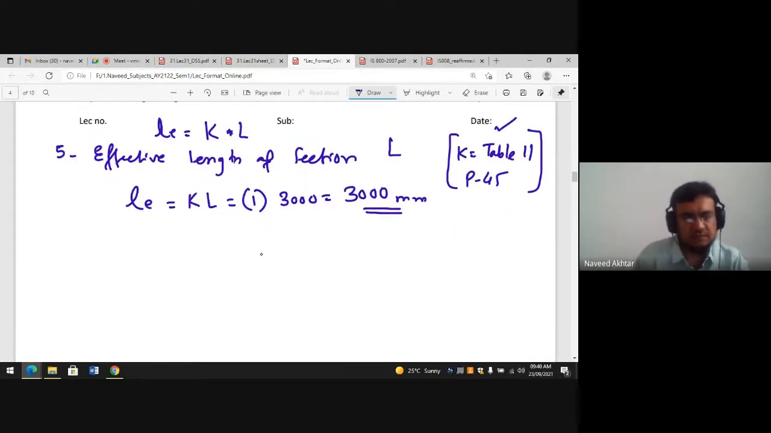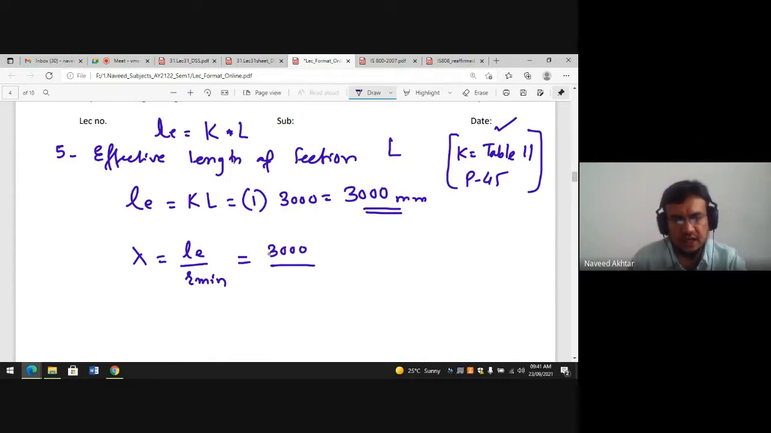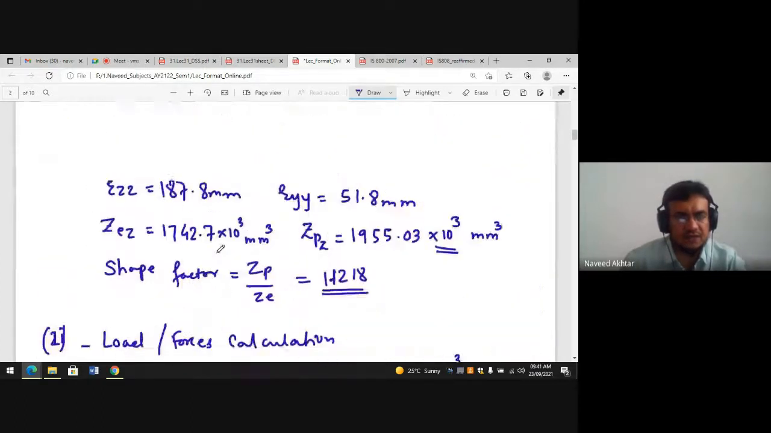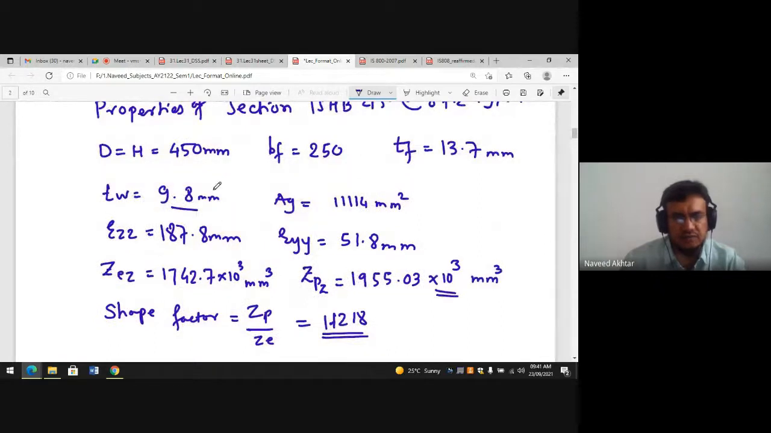Then you know the R minimum, and lambda is equal to LE upon R minimum. R minimum in the I section, remember, about the minor axis is 51.8. So if I write down 3000 as the effective length and R minimum as 51.8, lambda will be 57.91. All these properties of the section I have already written here.